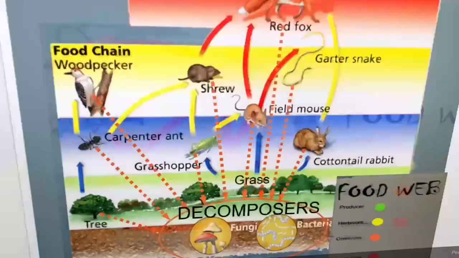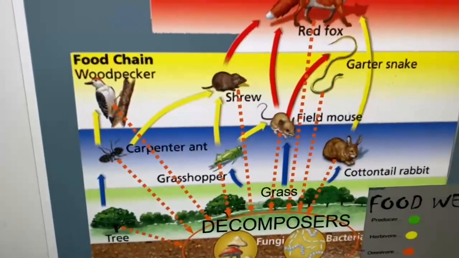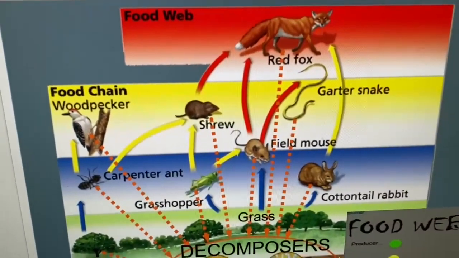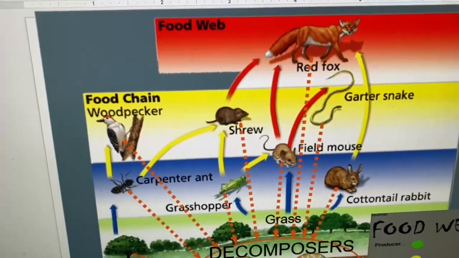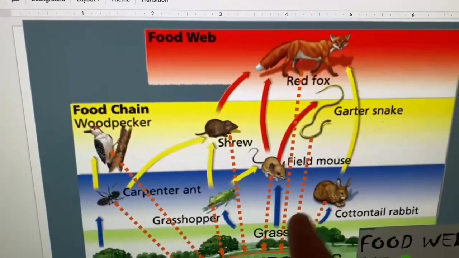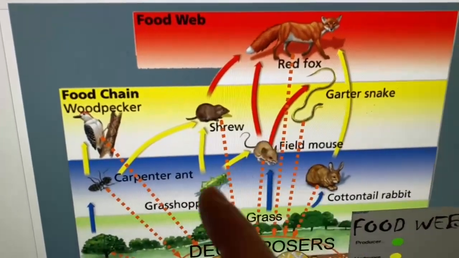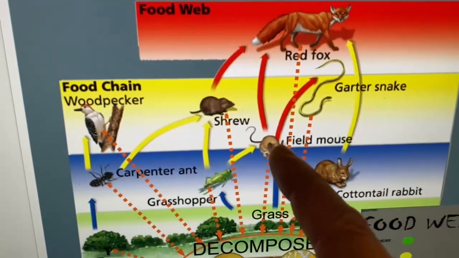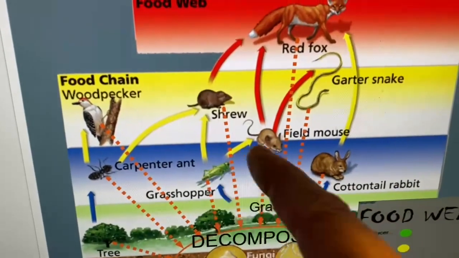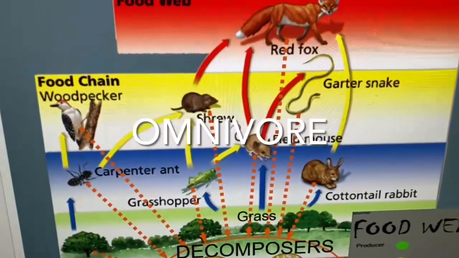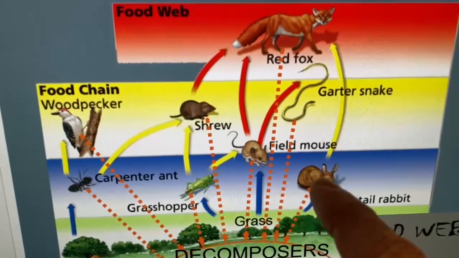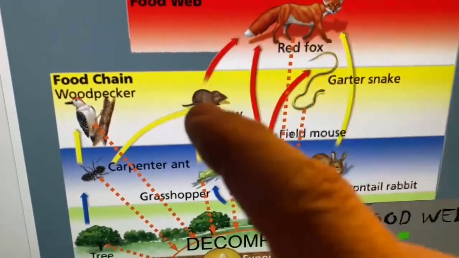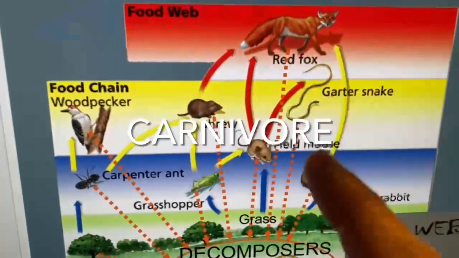Maybe we'll look at a more realistic one. Here's one with more things. Do the arrows always point towards the eaters? Yeah, you can always tell producers only have arrows going away from them. Eaters, consumers, always have arrows pointing towards them. Some consumers, like this field mouse, will eat both plants and animals. We call them omnivores. Some, like this cottontail rabbit, only eat the producers. We call them herbivores. And some, like the red fox, only eat other consumers. We call those guys carnivores.